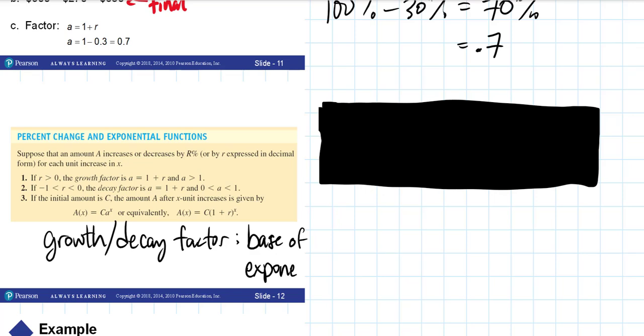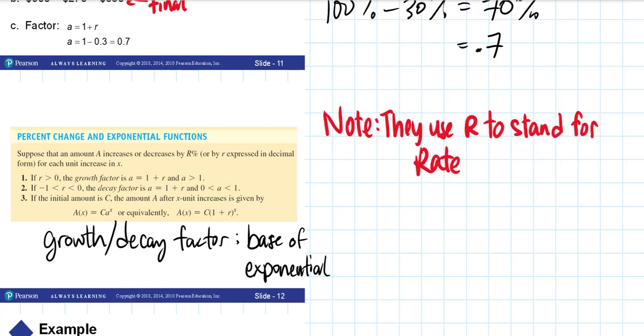That's what gets multiplied out, like we saw in that GIF earlier. Now, they do tell you that growth is when that base is greater than 1, and decay is when that base is between 0 and 1, which we talked about before. One thing, they use the letter R, percent. They don't really say that they're using R to represent the rate that it changed.